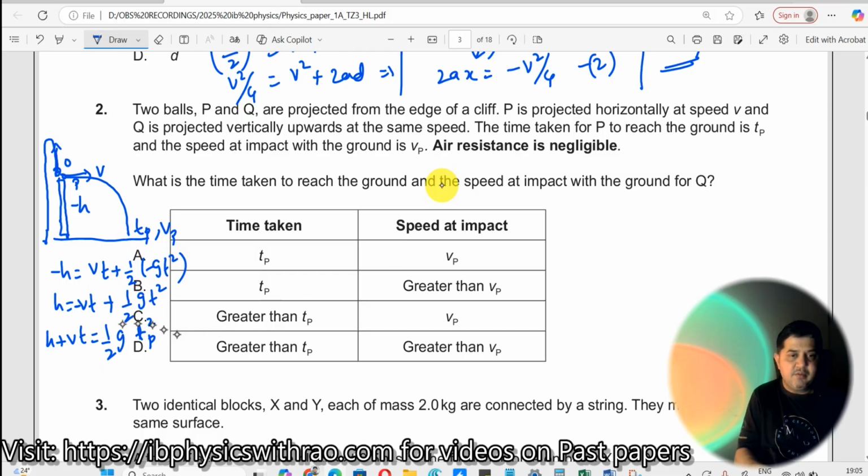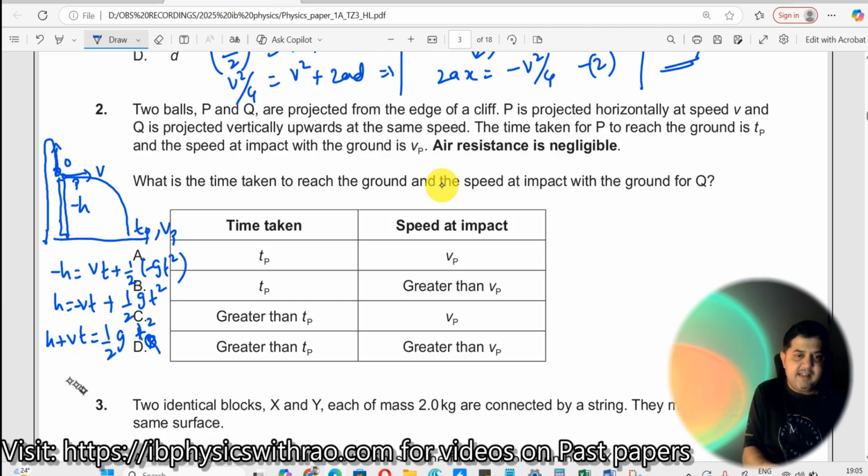Now similarly, I'll do the same thing for P. I'll do it here because I want this space for velocity. How is P thrown? P is projected horizontally, right? So this was for Q, and for P we will do it now. For P, we throw it like this over here.